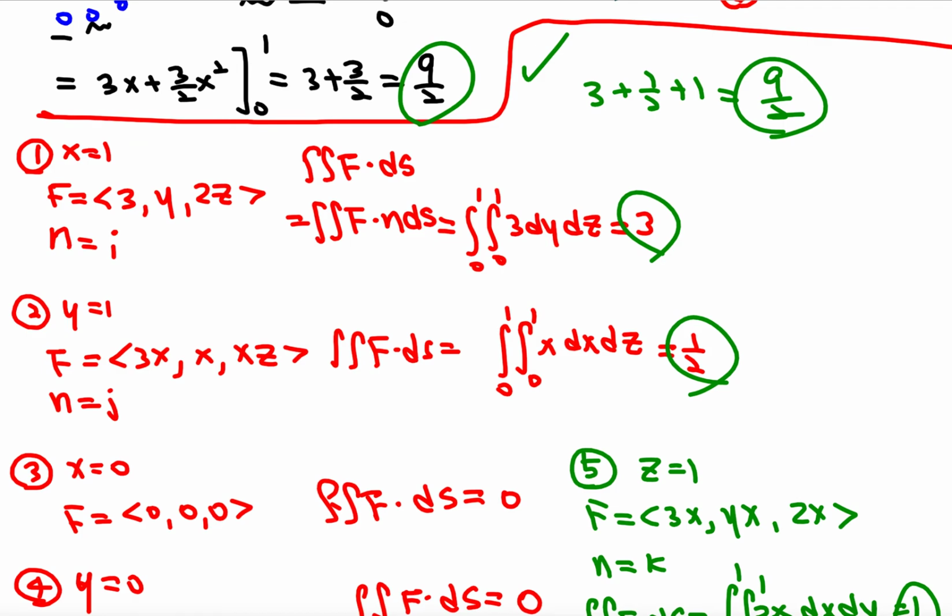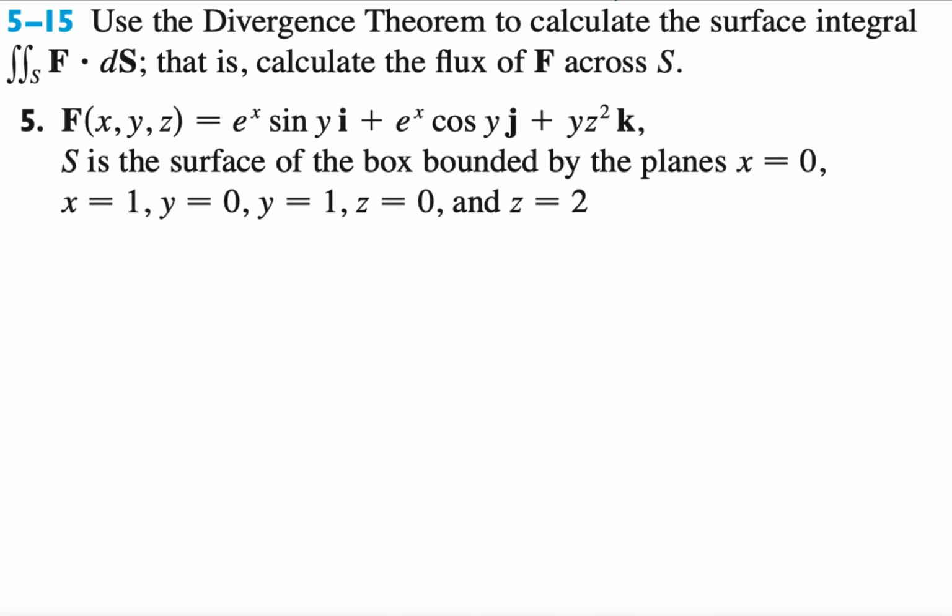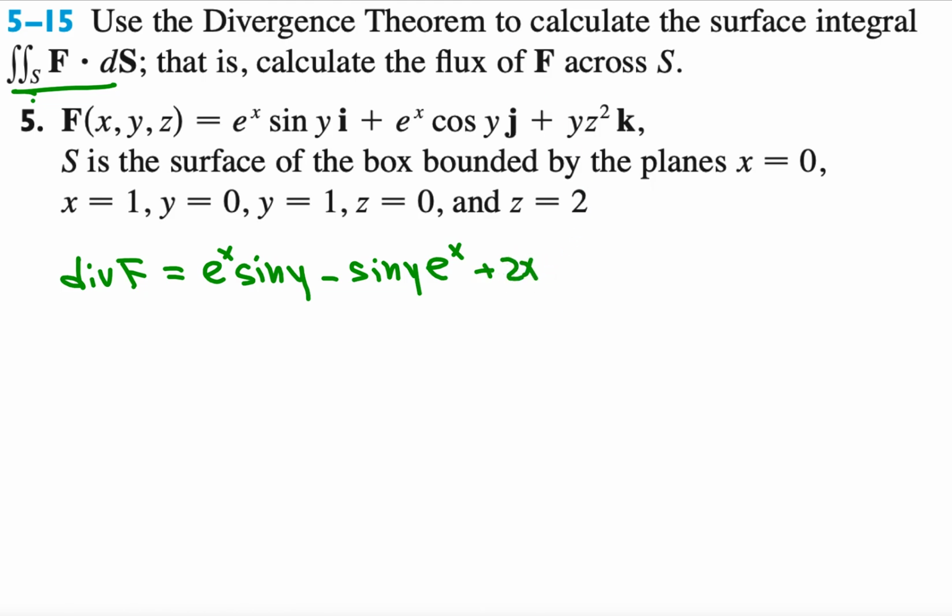All right, let's look at the next question, number 5. Use the divergence theorem to calculate the surface integral flux across the surface S. Based upon the divergence theorem, I can figure out the divergence of F. In this case, it becomes e to the x sine of y. The second one is against y, so we get negative sine of y e to the x. Thirdly, we take the derivative of this one against z, so we get plus 2yz. Since the first two terms cancel away, we have 2yz left.